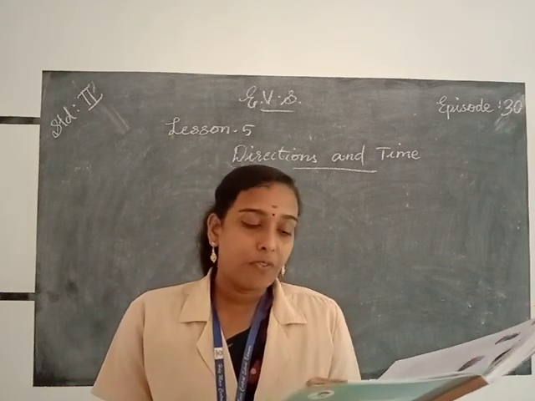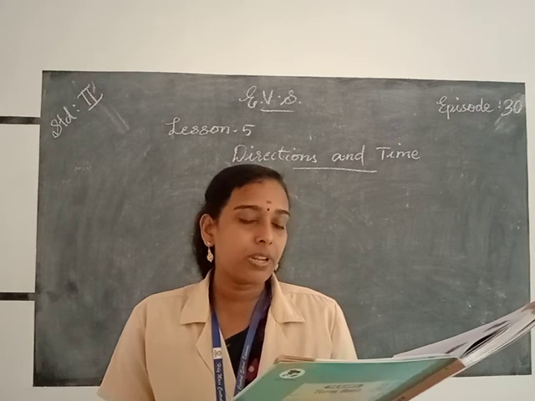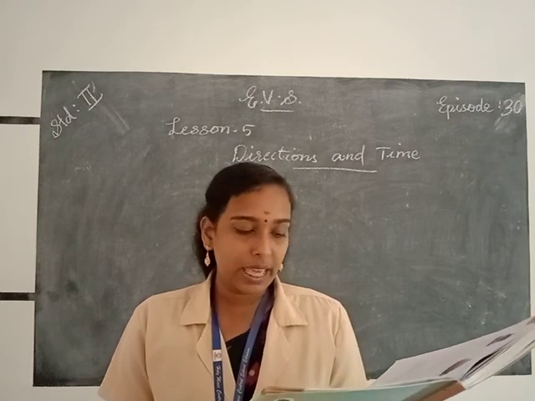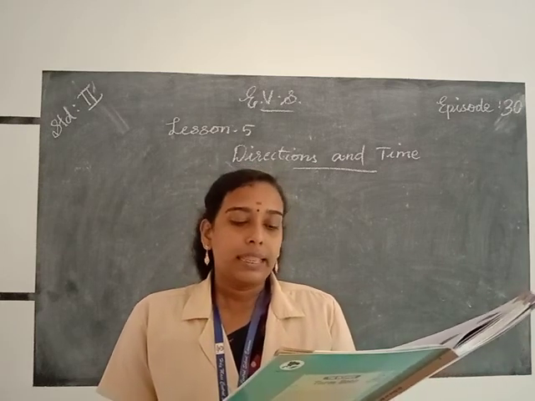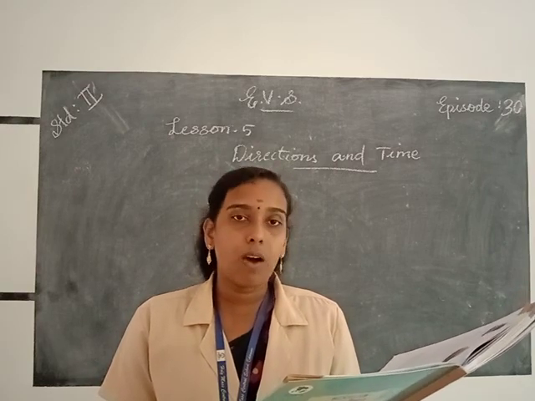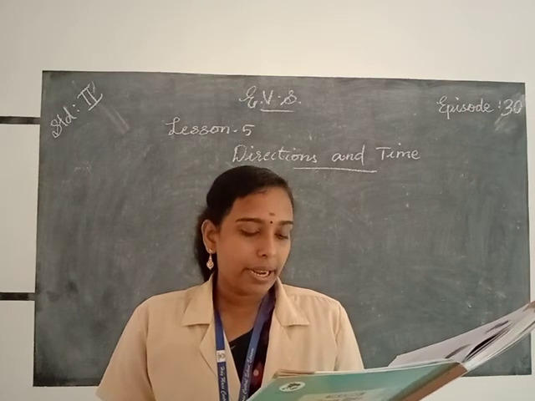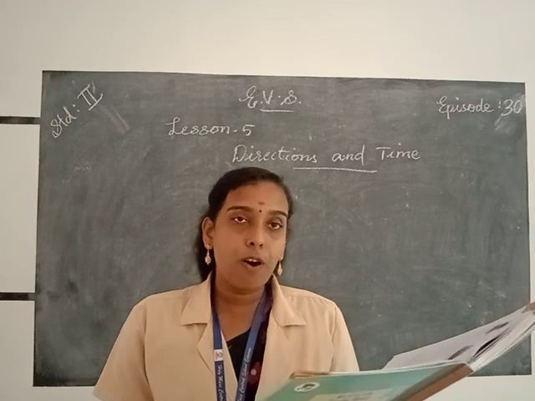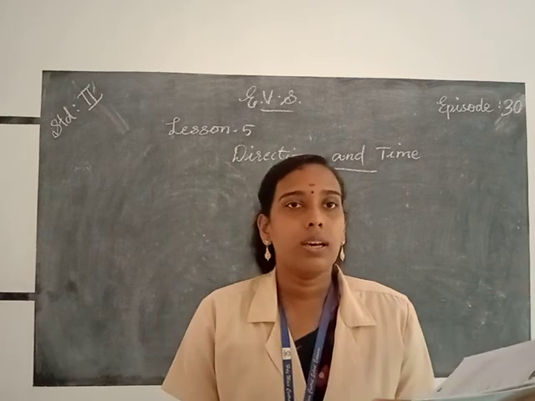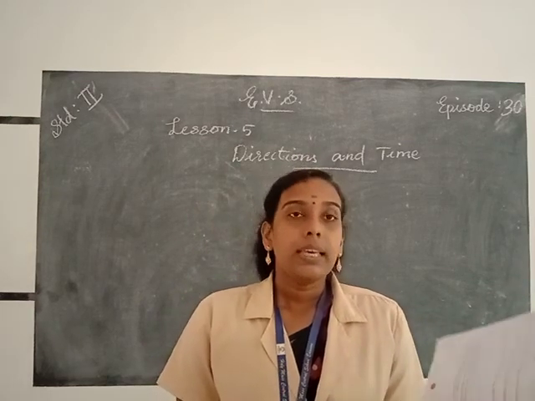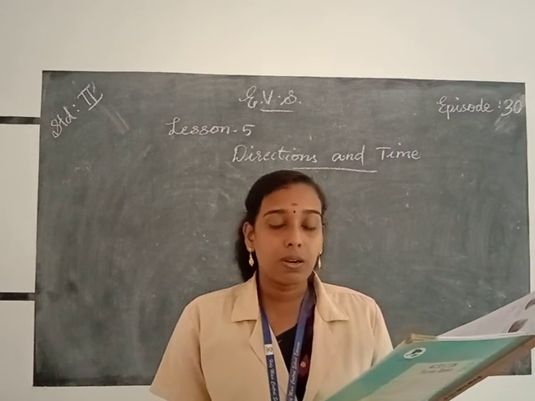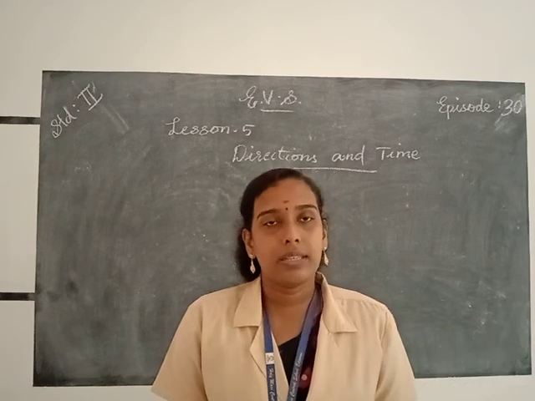The words front, back, left and right describe the position of the things around us. These are relative directions and keep on changing with change in our position. Then directions. There are four main directions: east, west, north and south. These are absolute directions. They never change no matter where we stand.